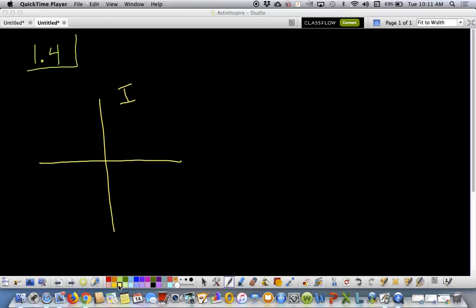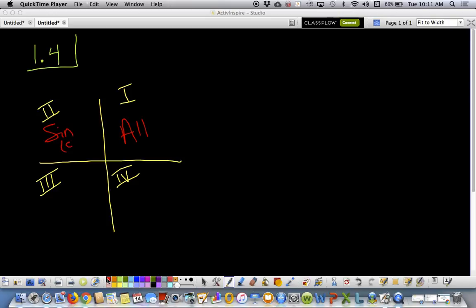To finish 1.4 again. Okay, first question. Quick review. Quadrant 1, quadrant 2, quadrant 3, quadrant 4. Can you tell me, of the 6 trig functions, which ones are positive in quadrant 1? All of them. What about quadrant 2?